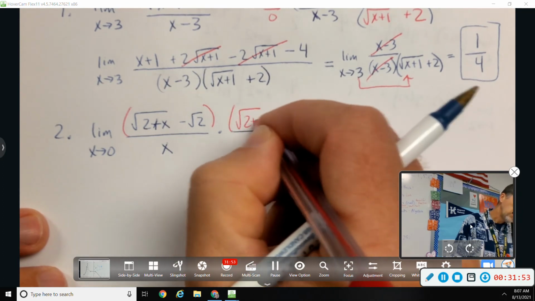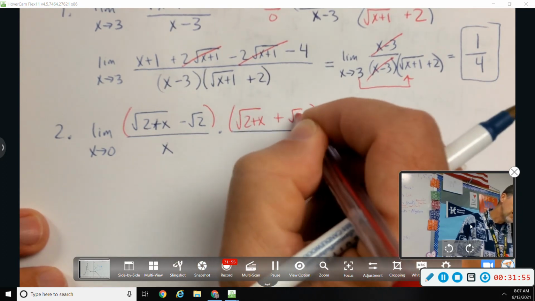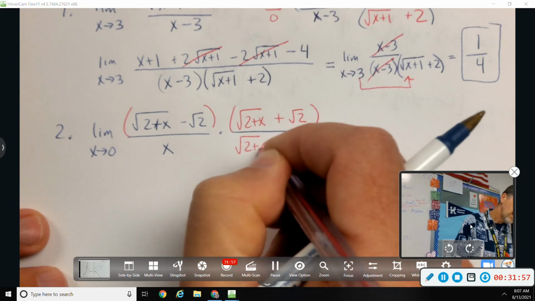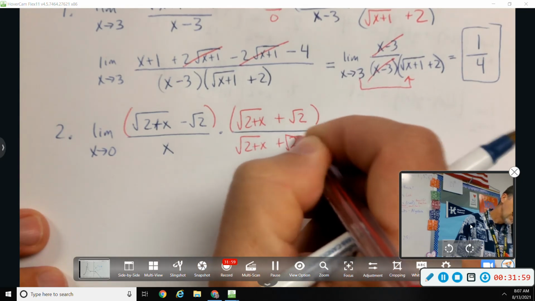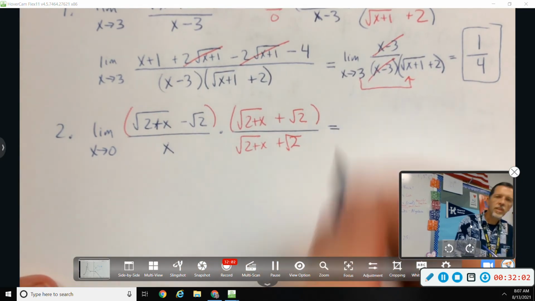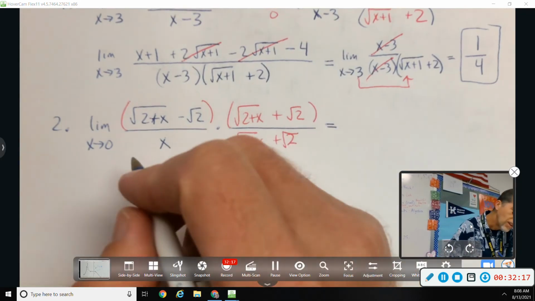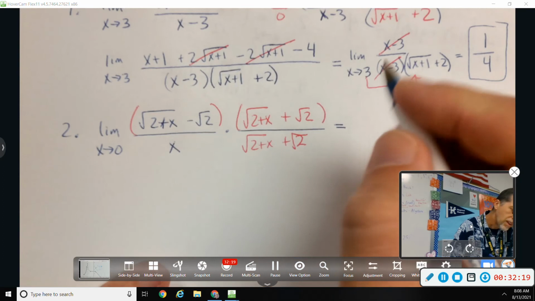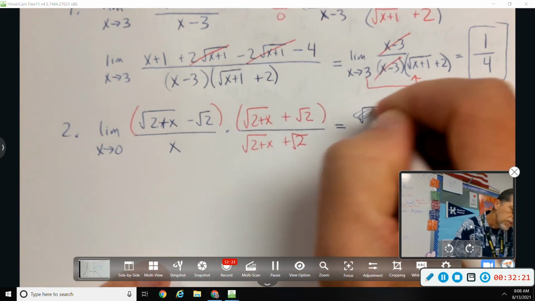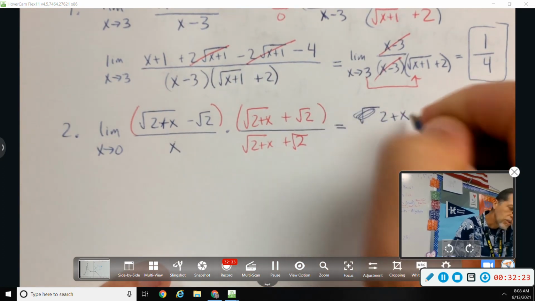Multiply by the conjugate: square root of 2 plus x plus square root of 2. Again, leave the bottom alone. That's the mistake that people make. They multiply out the bottom, and then stuff won't cancel, and then they're still stuck getting 0. Leave the bottom alone. Right in the top, whoops, square root goes away. That's the whole point. So just 2 plus x.